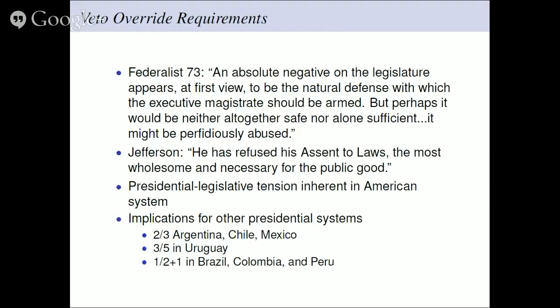Again, Hamilton in Federalist 77 talks about perhaps an absolute negative, an absolute veto in the legislature. But he rejects this idea. He says, well, this would be neither safe nor sufficient, and it might be abused. And in fact, the framers had a lot of experience with absolute vetoes. Jefferson, in the Declaration of Independence, the very first thing he lists as his complaint is that the king has refused his assent to laws. In other words, the king has exercised an absolute veto over legislative actions passed by colonial legislatures.